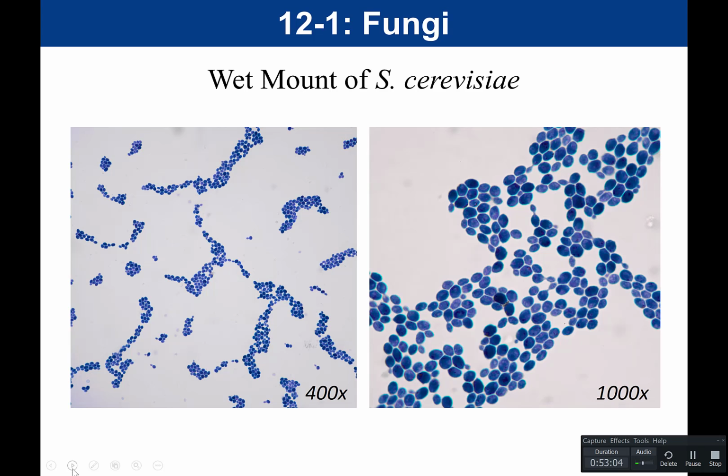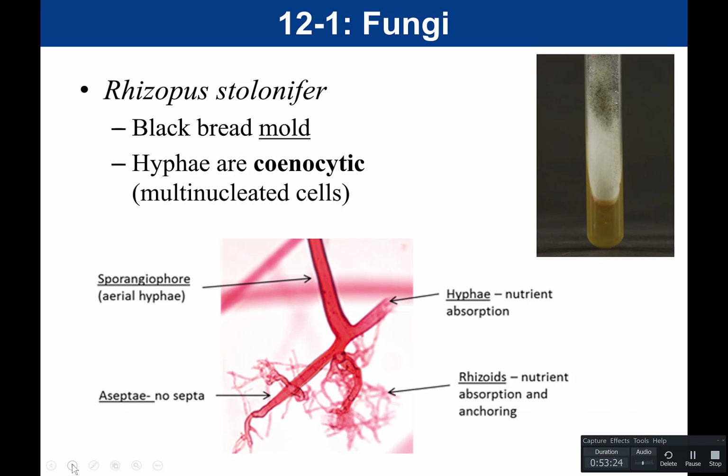This is just another example of looking at Saccharomyces cerevisiae. Again, you can see it's these individual unicellular organisms. That's going to be different than the structures you see for molds. And so this would be your example of a yeast. You want to know the 3 types of molds that we talk about. So we have our Rhizopus stolonifer, which is our black bread mold. You want to know that their hyphae are aseptate, which means that there's no septum, and that the hyphae end up being what's called coenocytic.